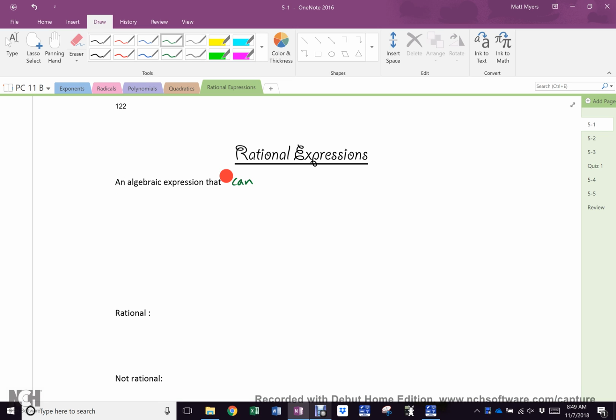A rational expression is an algebraic expression that can be expressed as the division of two or more polynomials.